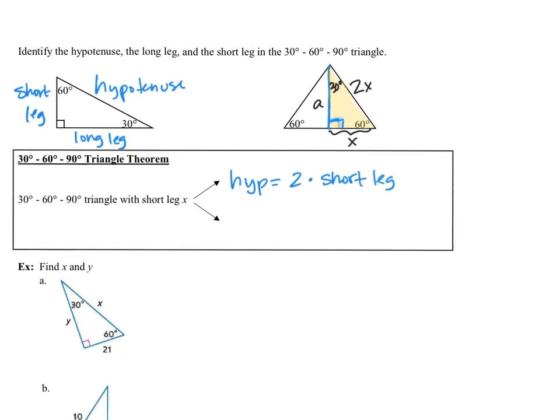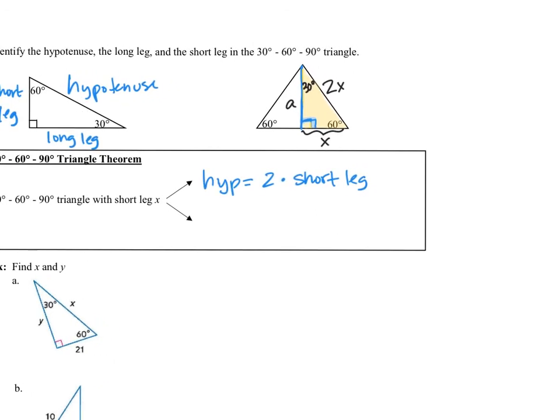What we're going to do is use the Pythagorean theorem on this triangle. The Pythagorean theorem tells us that the square of the measure of the hypotenuse, well, that hypotenuse is 2x, so I'm going to square it, and that's going to be equal to the sum of the squares of the two legs. Well, the two legs are a squared and x squared. So now we're going to take this equation and solve it for a, because I want to get an expression for this long leg in terms of x.